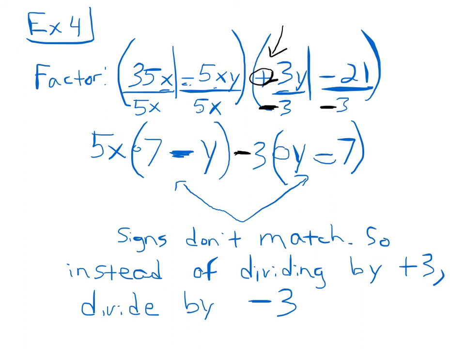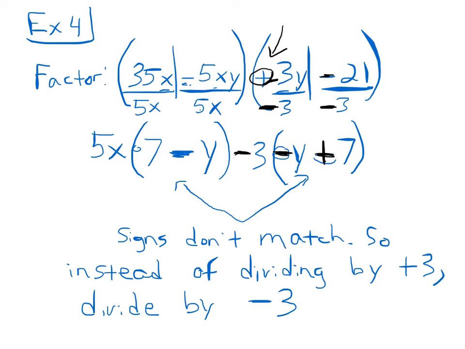and you don't have to do all the marks that I do, because then your notes will get really sloppy. I have to do that to show you where I'm at in the notes, but you don't have to do all these marks. A positive 3 divided by negative 3 will get me a negative y. And then negative 21 divided by a negative 3 will get me that positive 7.